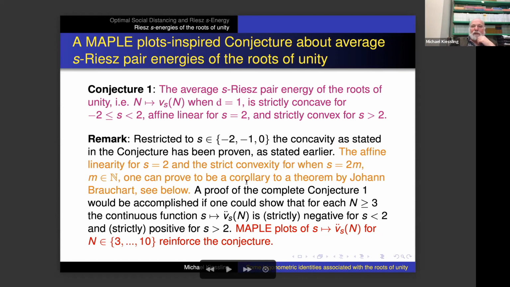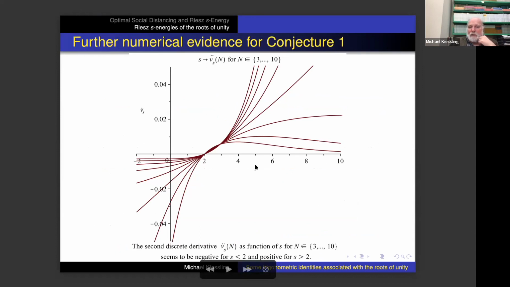That's based on the results by Johann Brauchart. And a proof of the complete conjecture for continuously varying S is supported by some Maple plots. I show them here. Here's now S, not R. And so you select now N, being from this set from 3 to 10, I did that. And you see that the second discrete derivative for fixed N varies with S in a funny way.